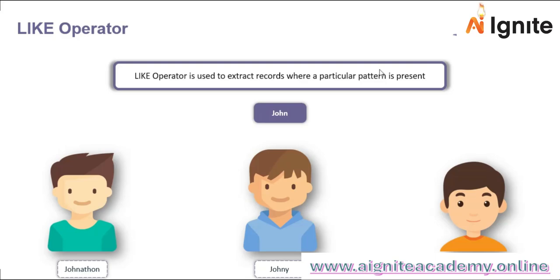So if we have records of 3 people in our table with the names Jonathan, Johnny and Marcus, then with the help of the LIKE operator, we can extract records where the names are Jonathan and Johnny, since they have the required pattern present in them.